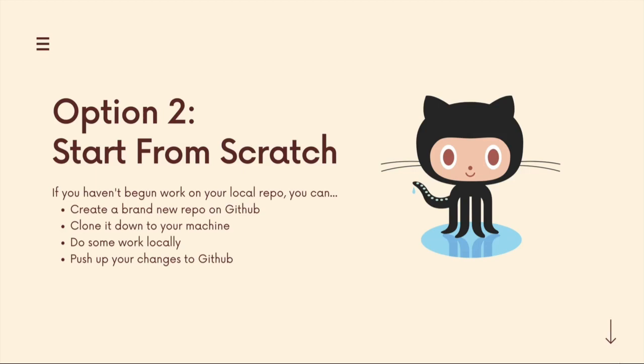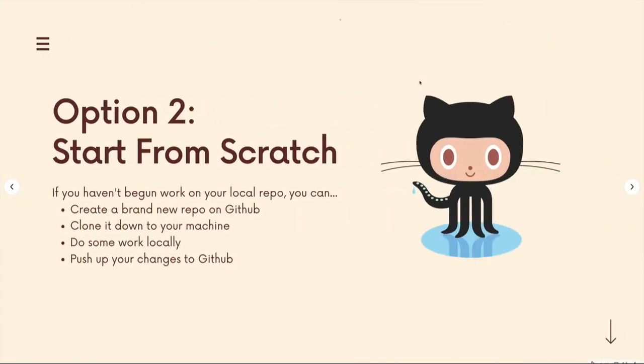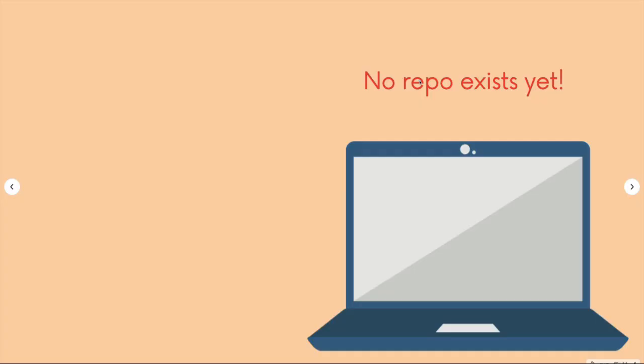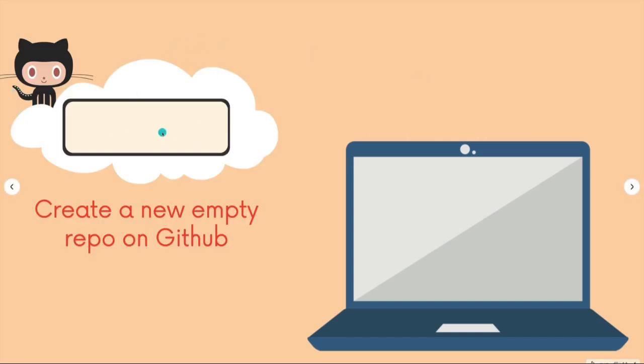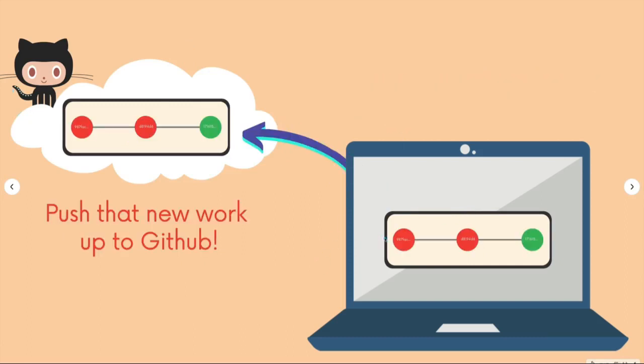So we can start on GitHub. We can make a brand new empty repo on GitHub. So that's what I'm going to do. Then we clone that to our machine. So I'd make it on GitHub, clone it down, and that act of cloning it down automatically configures the remote for me. So then I can do some work and push it up.